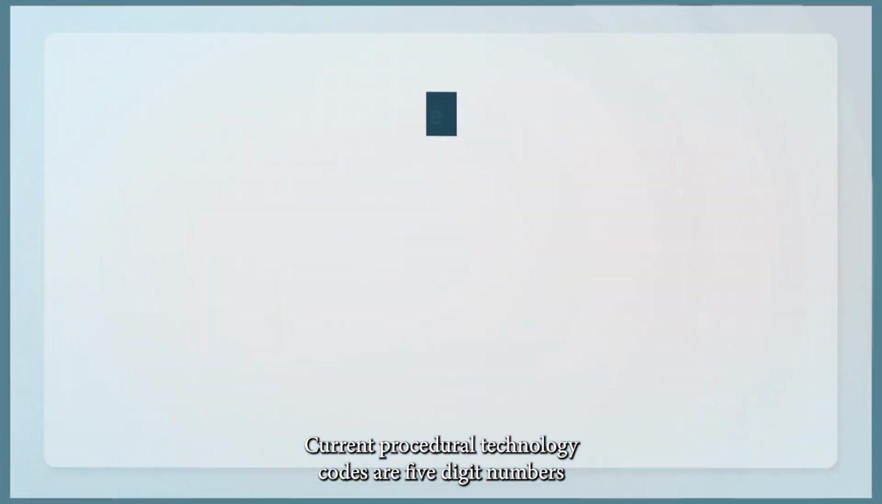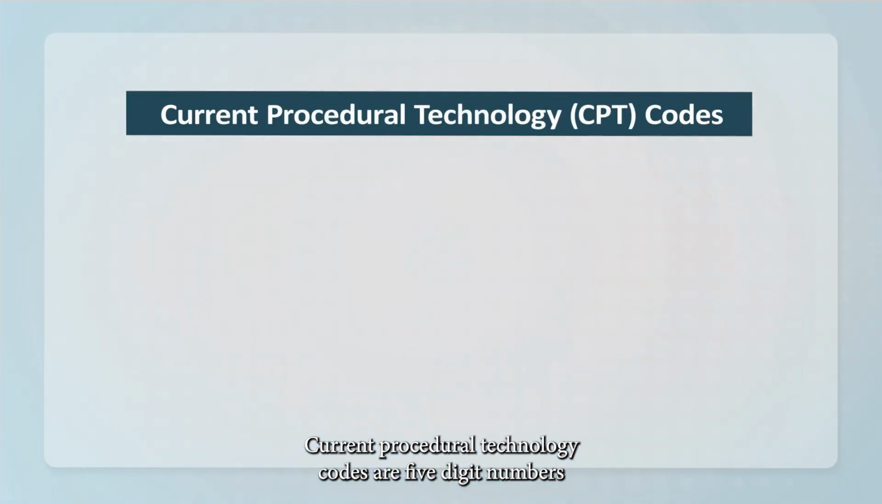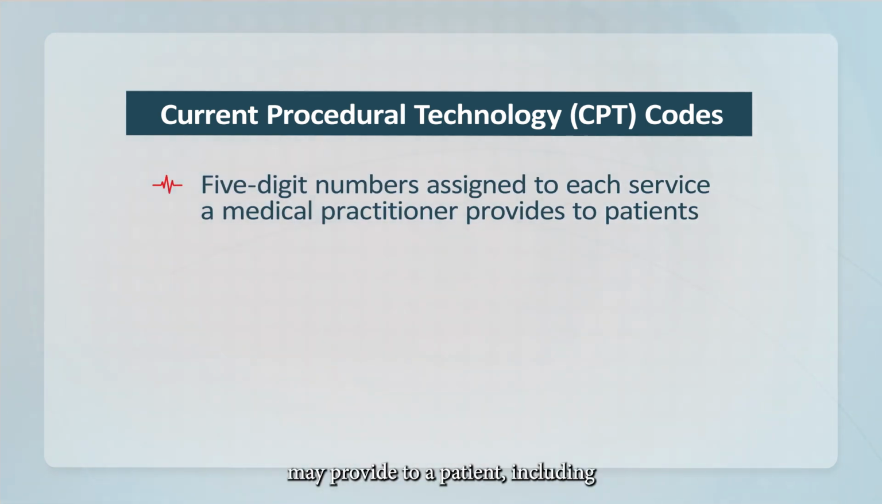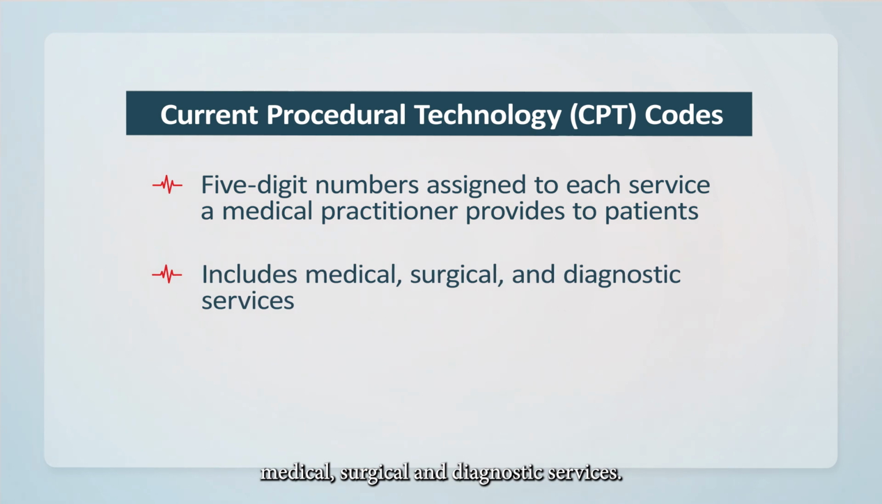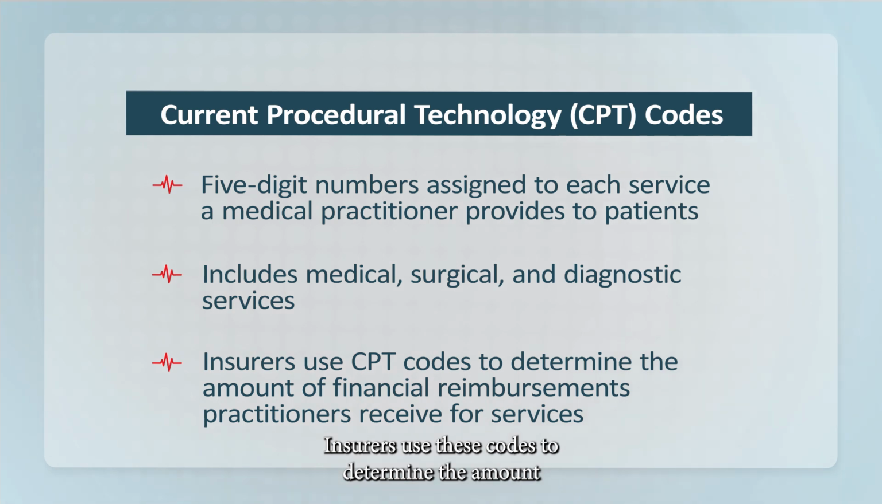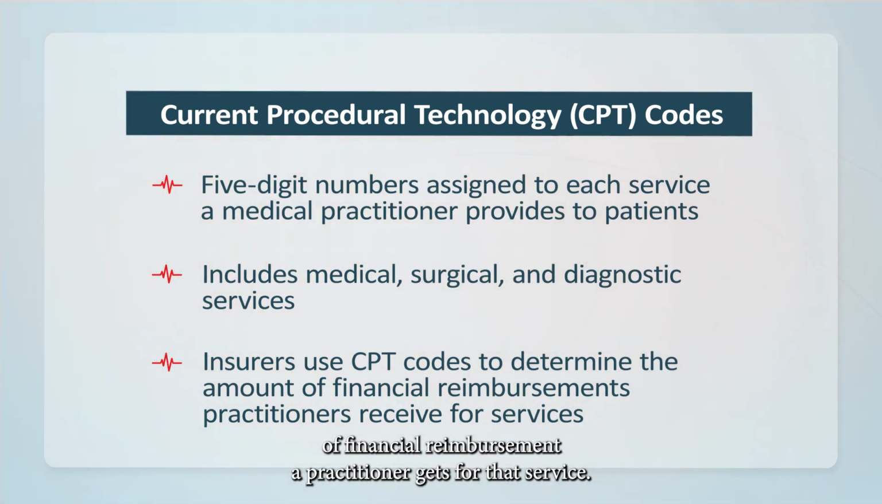First, let's discuss CPT codes. Current procedural technology codes are 5-digit numbers assigned to each service a medical practitioner may provide to a patient, including medical, surgical, and diagnostic services. Insurers use these codes to determine the amount of financial reimbursement a practitioner gets for that service.